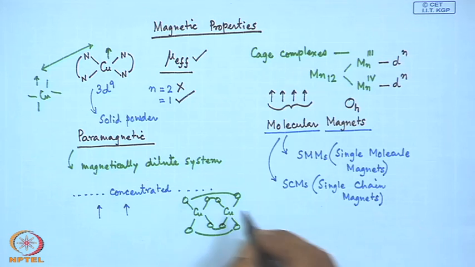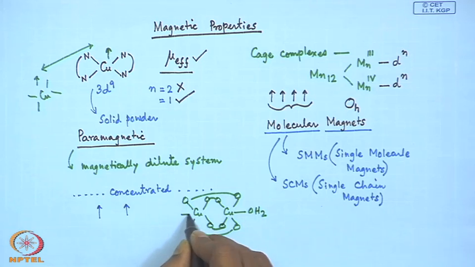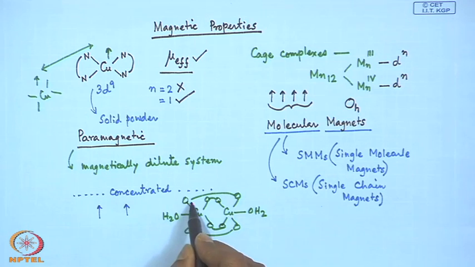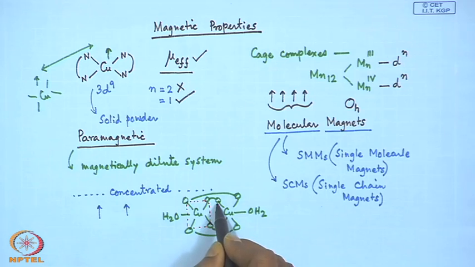Four acetate groups are attaching like this, and the individual copper centers are in square pyramidal geometry. So, this is the corresponding square pyramidal geometry.